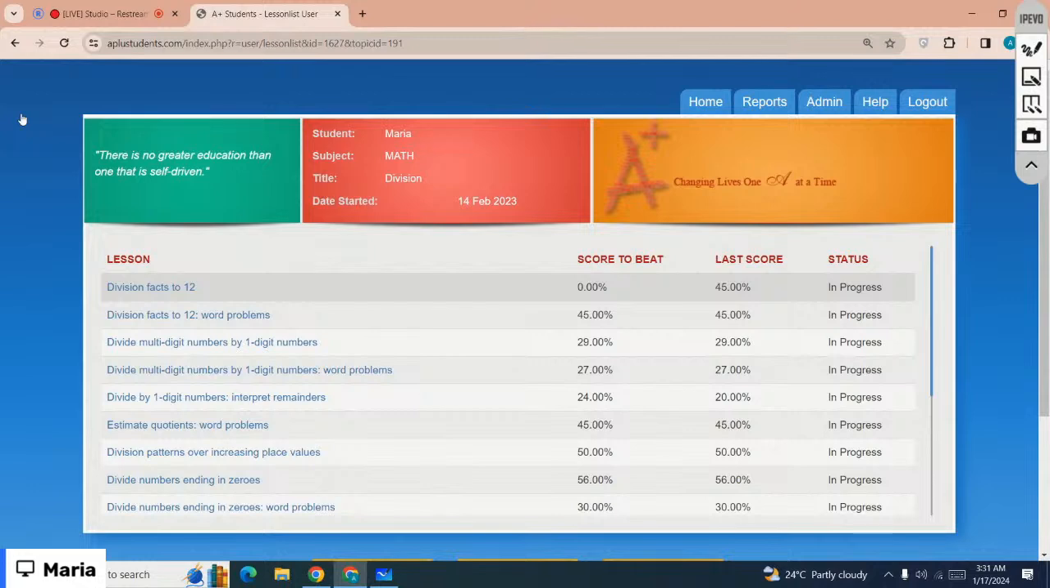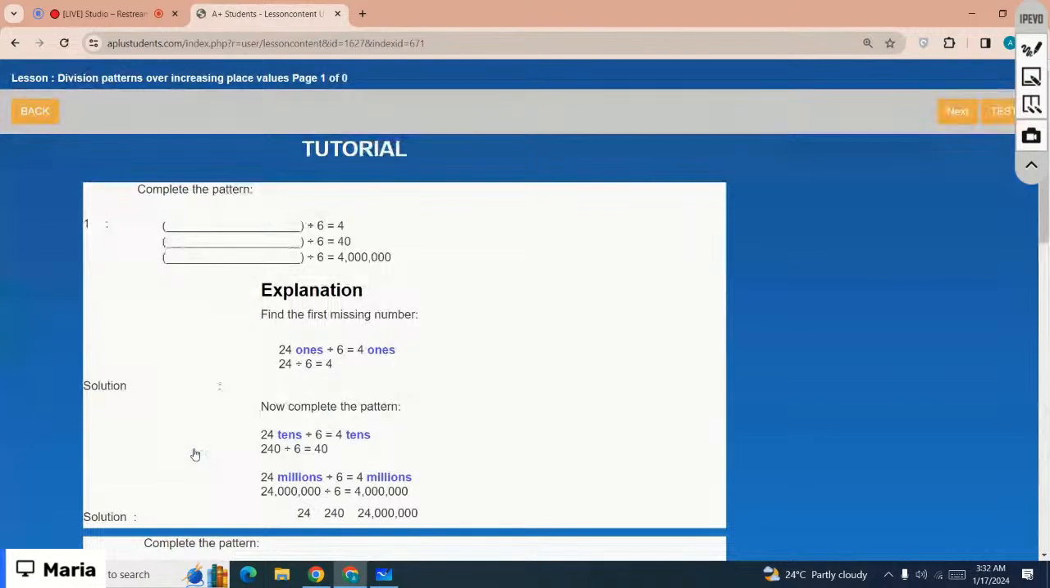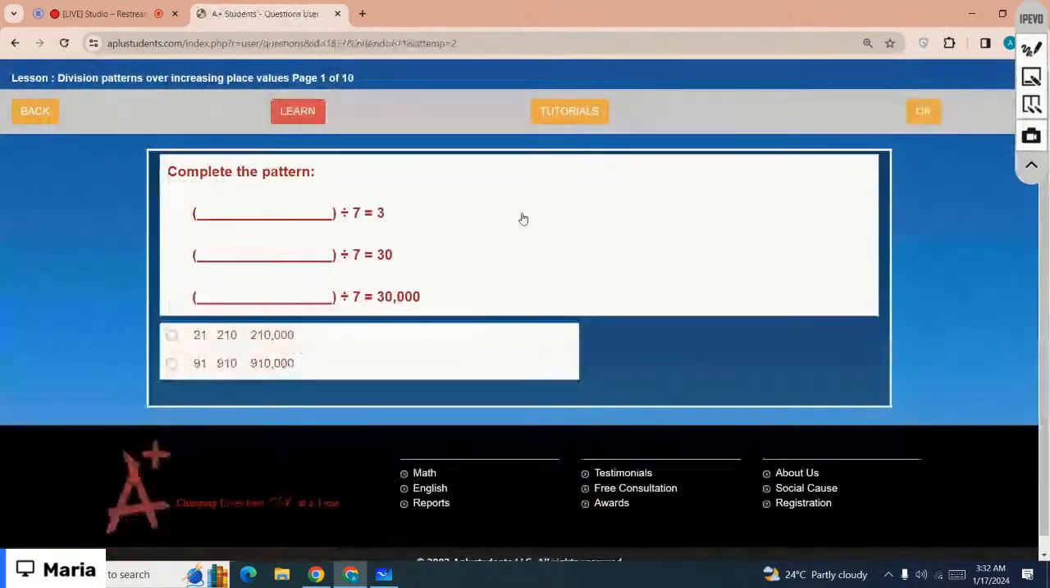The next lesson, estimate quotients word problems, you have to do on your own. Let's just start with the next one, that is division patterns over increasing place values. Let's just start with the test questions. We have already done these patterns in grade 4.